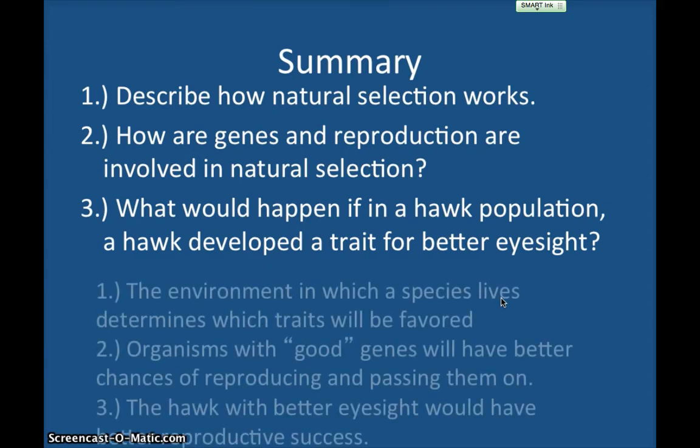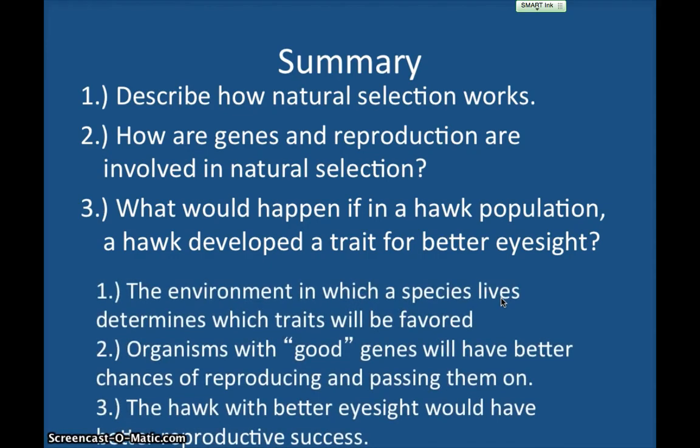So how does natural selection work? Well, the environment, remember, determines which traits are going to survive or be best. Genes and reproduction are related because if an organism has good genes, then they'll have a greater chance to reproduce and pass those genes on. And if a hawk had a trait for better eyesight, that hawk would probably have greater reproductive success, and eventually the hawk population might evolve to all have good eyesight.